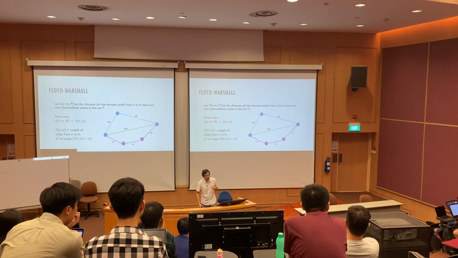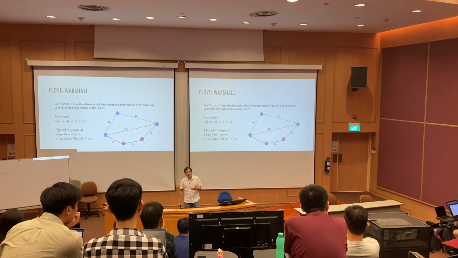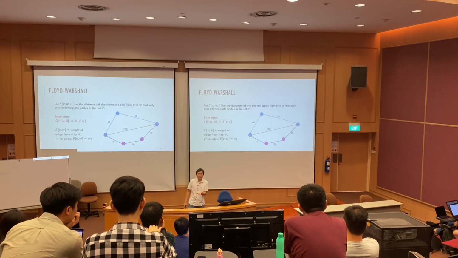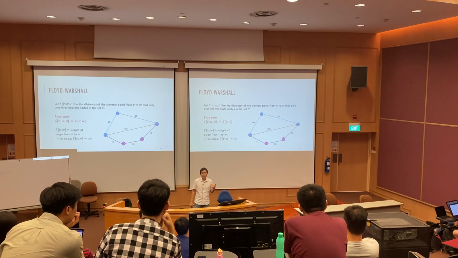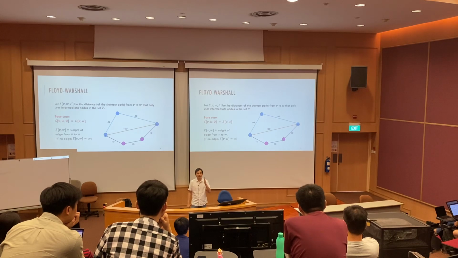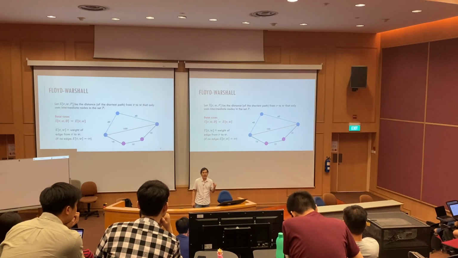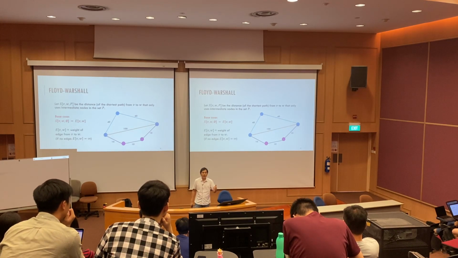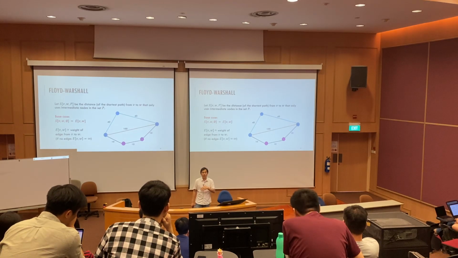All right, so let's start off with the base case. The base case is going to be the empty set. The empty set is just going to be a direct edge. Whatever that edge is, is the weight from V to W. If there is no edge, then it's just going to be infinity. There's no way to go without.